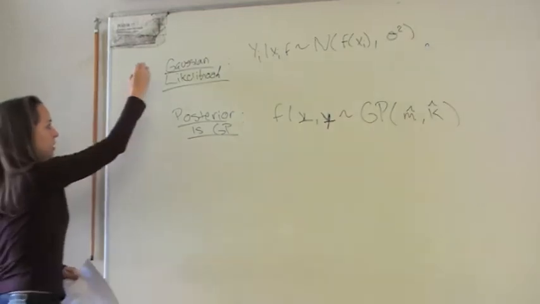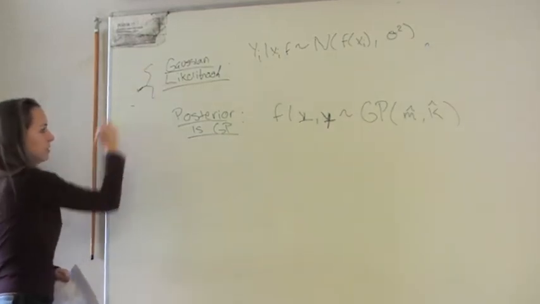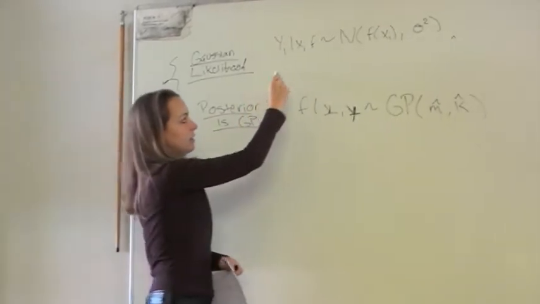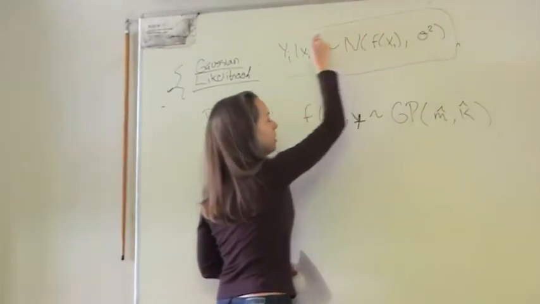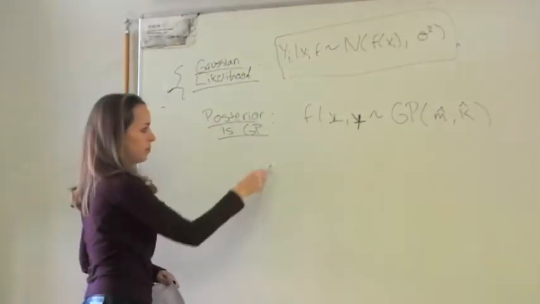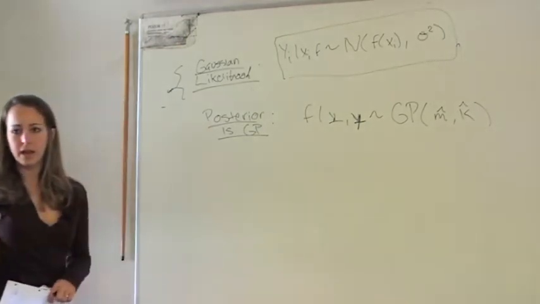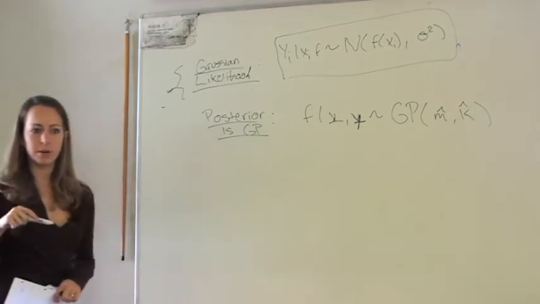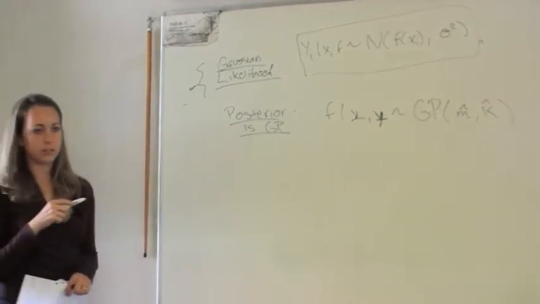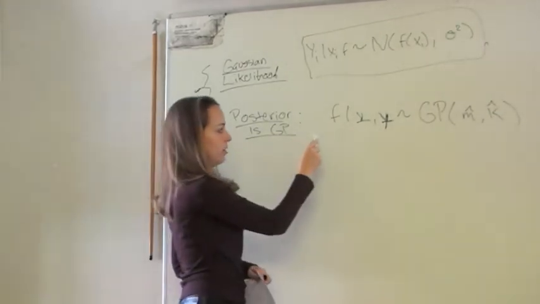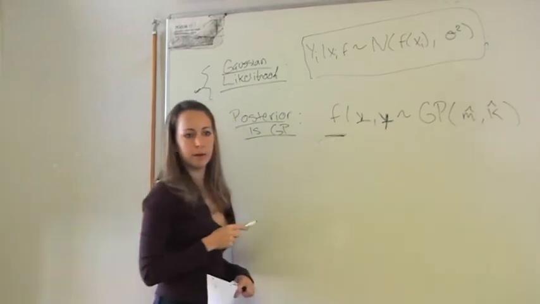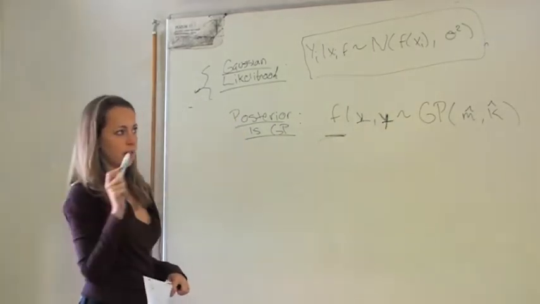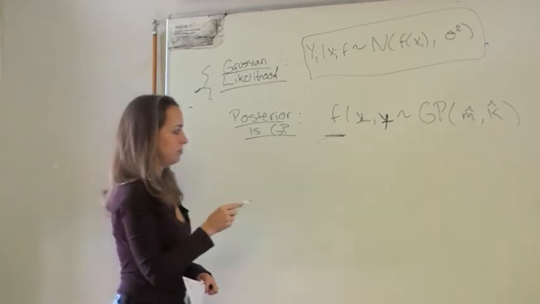So in general, if I use a different likelihood here, then my posterior will not be a Gaussian process. And in that case, I will need to resort to sampling methods or approximation methods in order to obtain posterior inference on my function here. So today we will see some sampling methods.